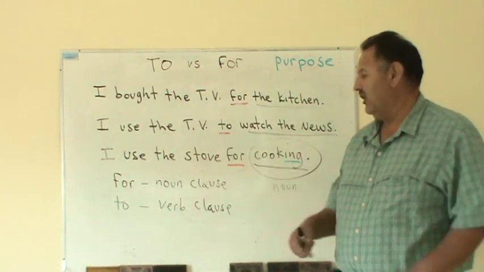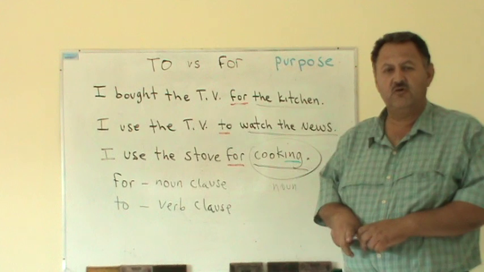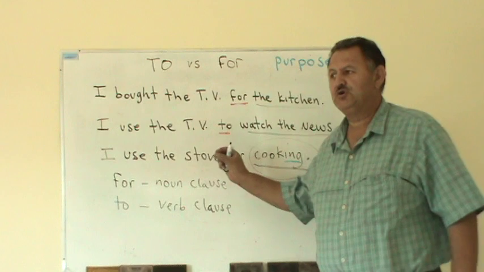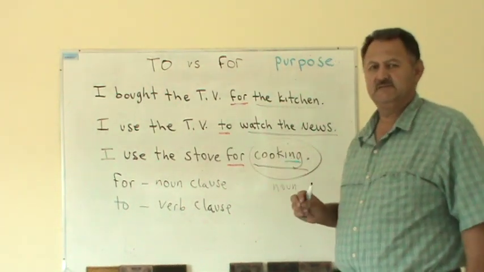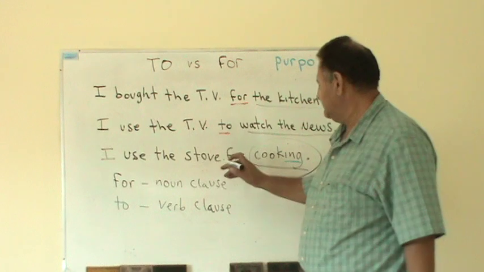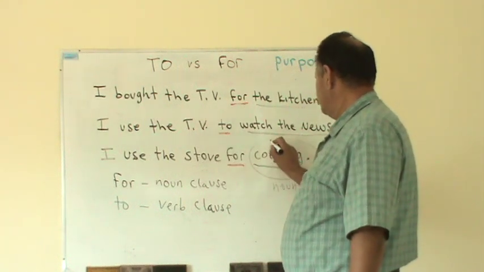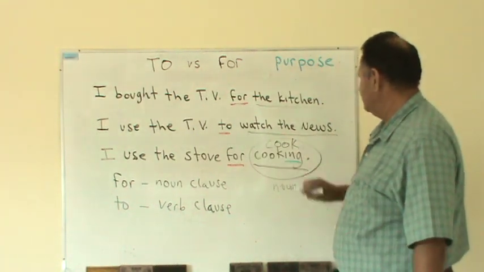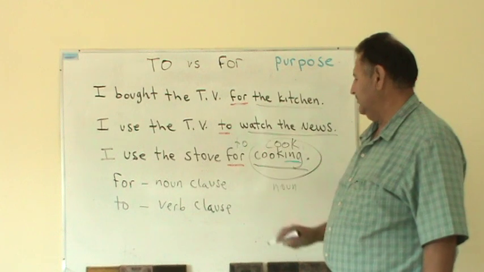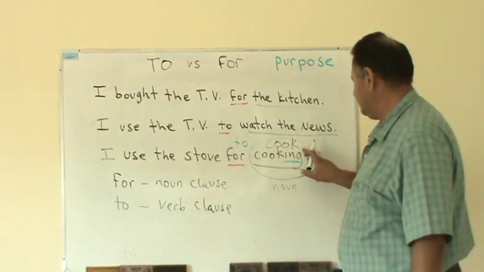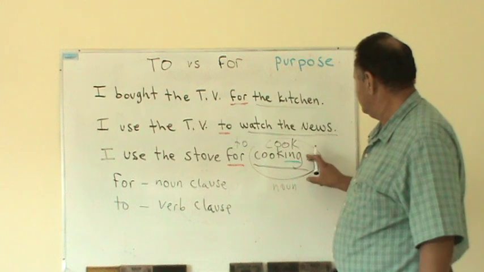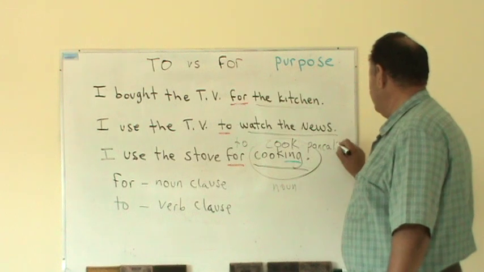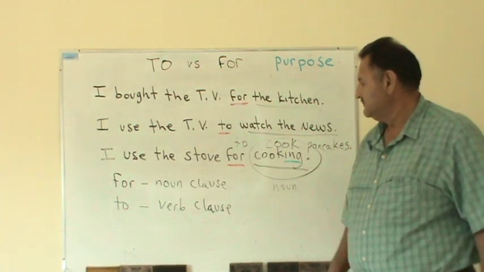Okay? Now, I could also say I use the stove to cook. Now, when I say "to cook", it is an action. I could say I use the stove to cook. Cook here is an action. And I could also say what? To cook pancakes. I used the stove to cook pancakes. So I use "to".